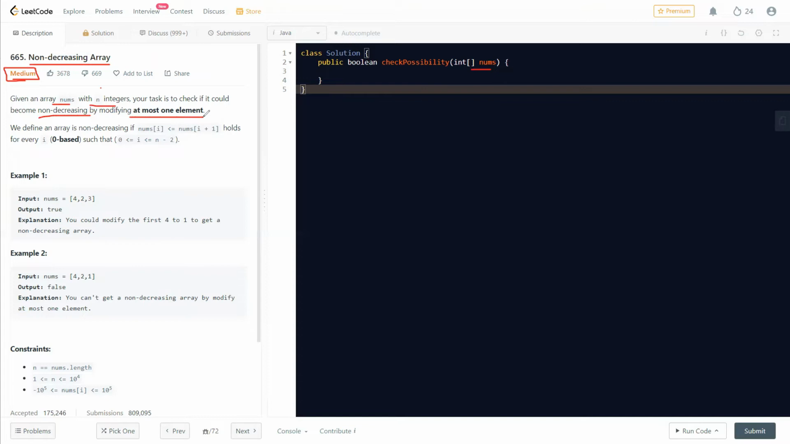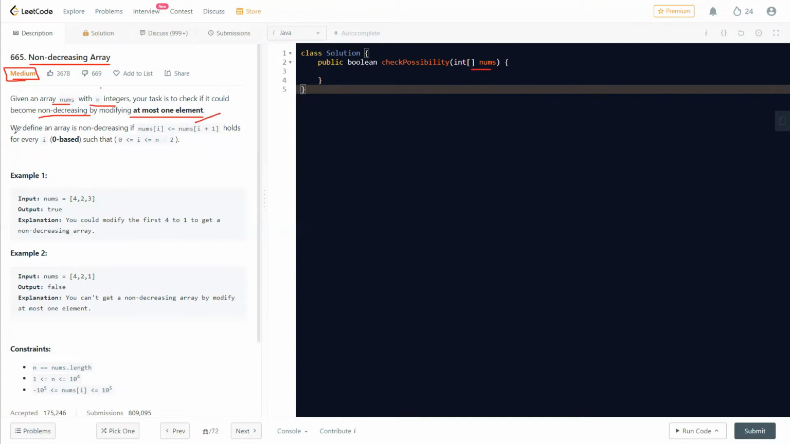Non-decreasing basically means an increasing array, a continuously increasing array, where all the values are in increasing or ascending order. So that's what we need to see: whether we can do this or not by modifying at most one element.